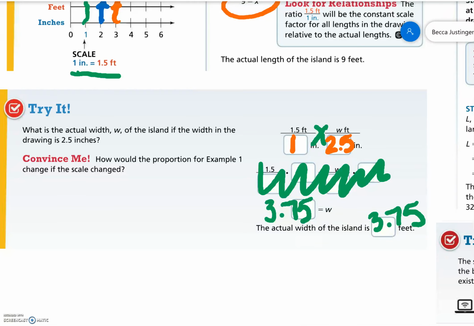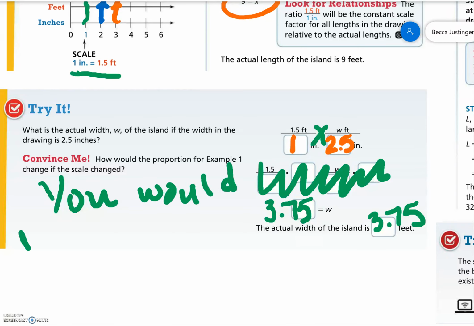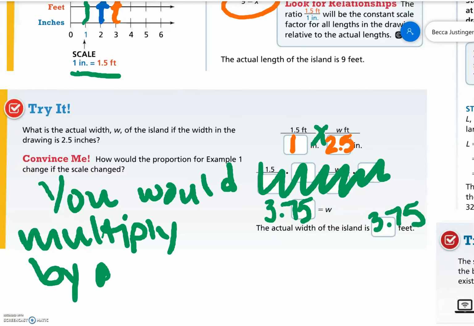How would the proportion for example 1 change if the scale was changed? You would multiply by a different number.